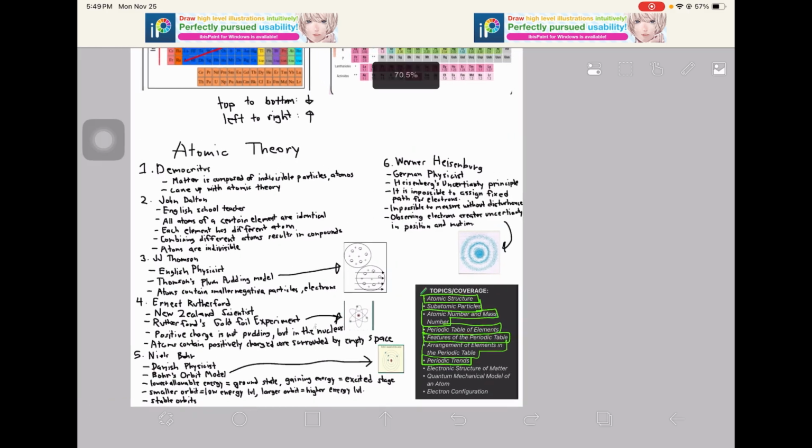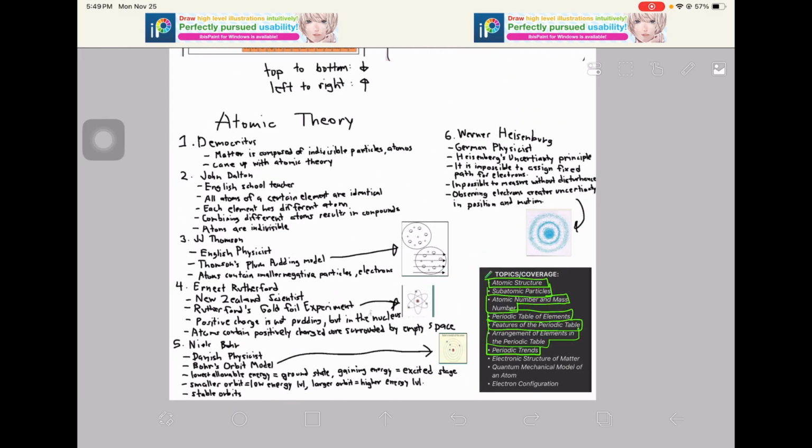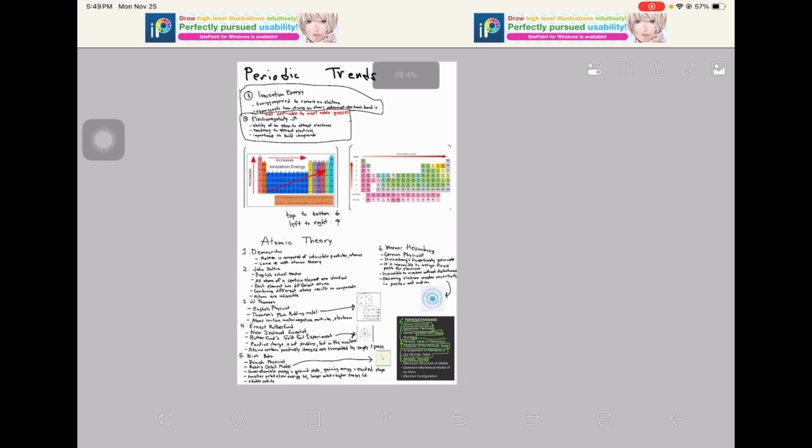And that's really it for atomic theory. It's just these 6 people: Democritus, John Dalton, J.J. Thomson, Ernest Rutherford, Niels Bohr, and Werner Heisenberg. So feel free to screenshot along with periodic trends, and we'll move on to the actual proper electronic structure of matter.